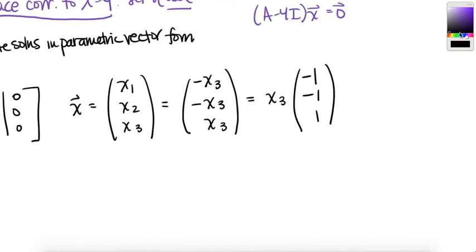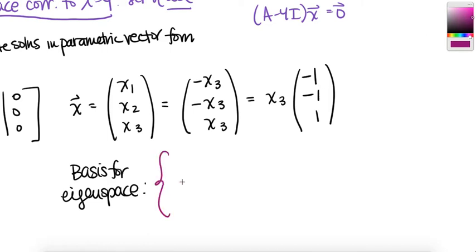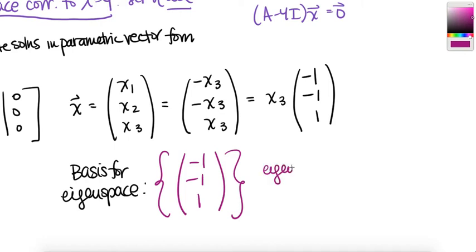So a basis for the eigenspace is whatever vectors show up in this parametric vector form. In our case, we just had the vector -1, -1, 1. So we could say that our eigenspace is one-dimensional because dimension is the size of the basis.